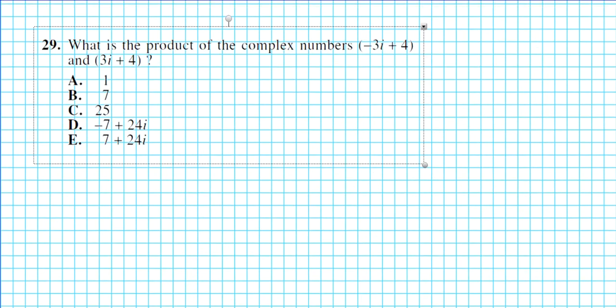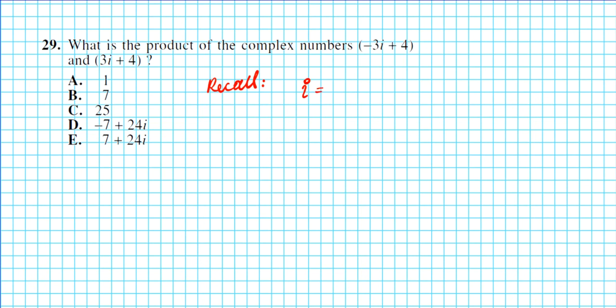Alright, let's take a look at problem number 29. It says, what is the product of the complex numbers negative 3i plus 4 and 3i plus 4? So there's something that you really have to keep in mind for the ACT, and that is the powers of i. Okay? So one thing you want to note is that if the power of i is greater than 1, it must be reduced. So the question is, reduced to what?